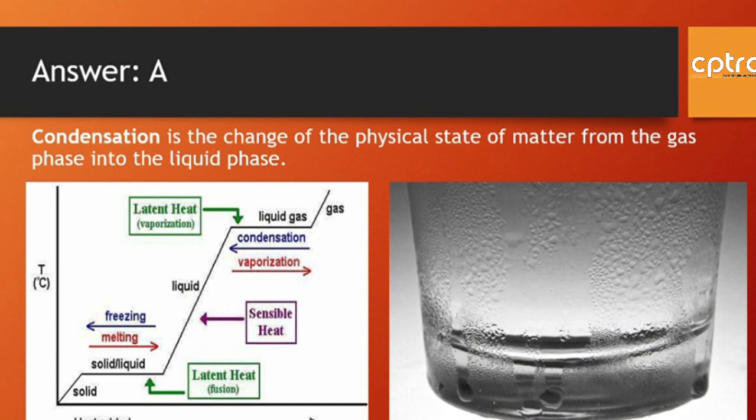Recall condensation, which is defined as a change of the physical state of matter from the gas phase into the liquid phase. So probably the air that surrounds the jar goes back to the liquid phase, and you call that condensation. That is why you can see those droplets of water outside the jar.